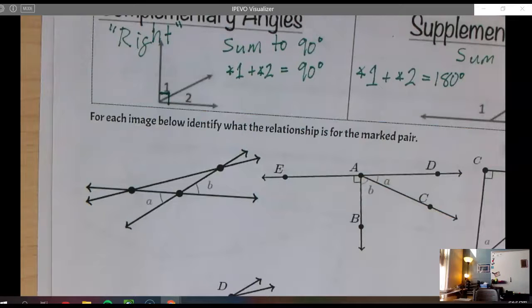Does it matter what? No. If they're adjacent, it does not matter how big or small they are. Good question.